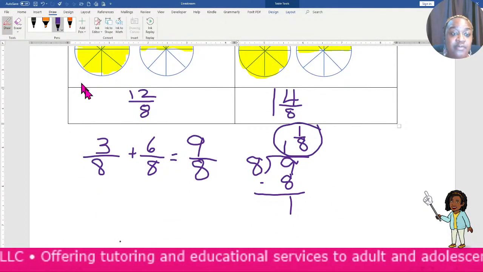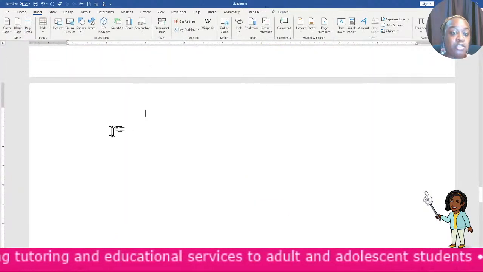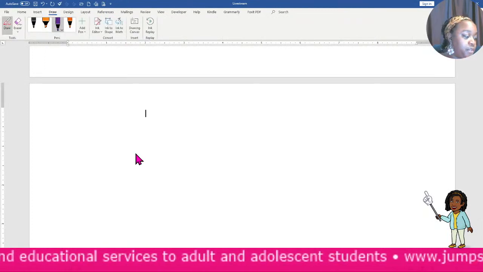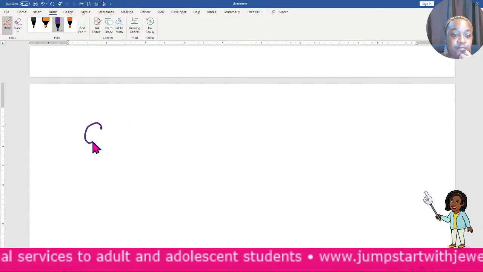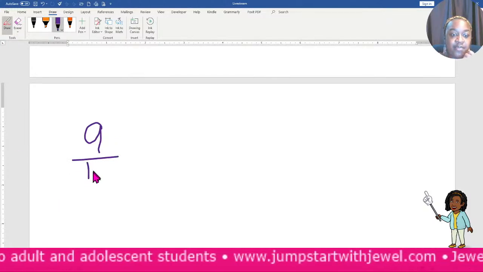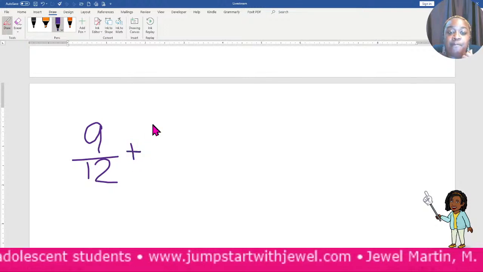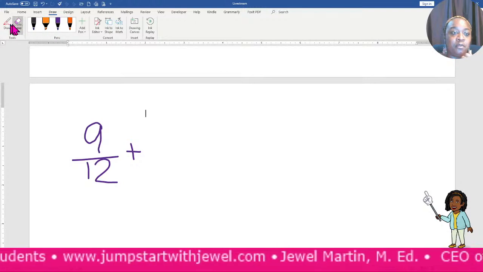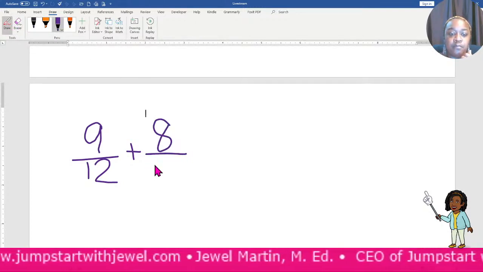We'll try another one. Let me see if it'll let me insert a blank page. Okay, so let's try another one. Get my pencil back. Okay, I've got 9. I'm sorry if it's a little sloppy. I'm using my mouse. 9/12 plus 8/12.